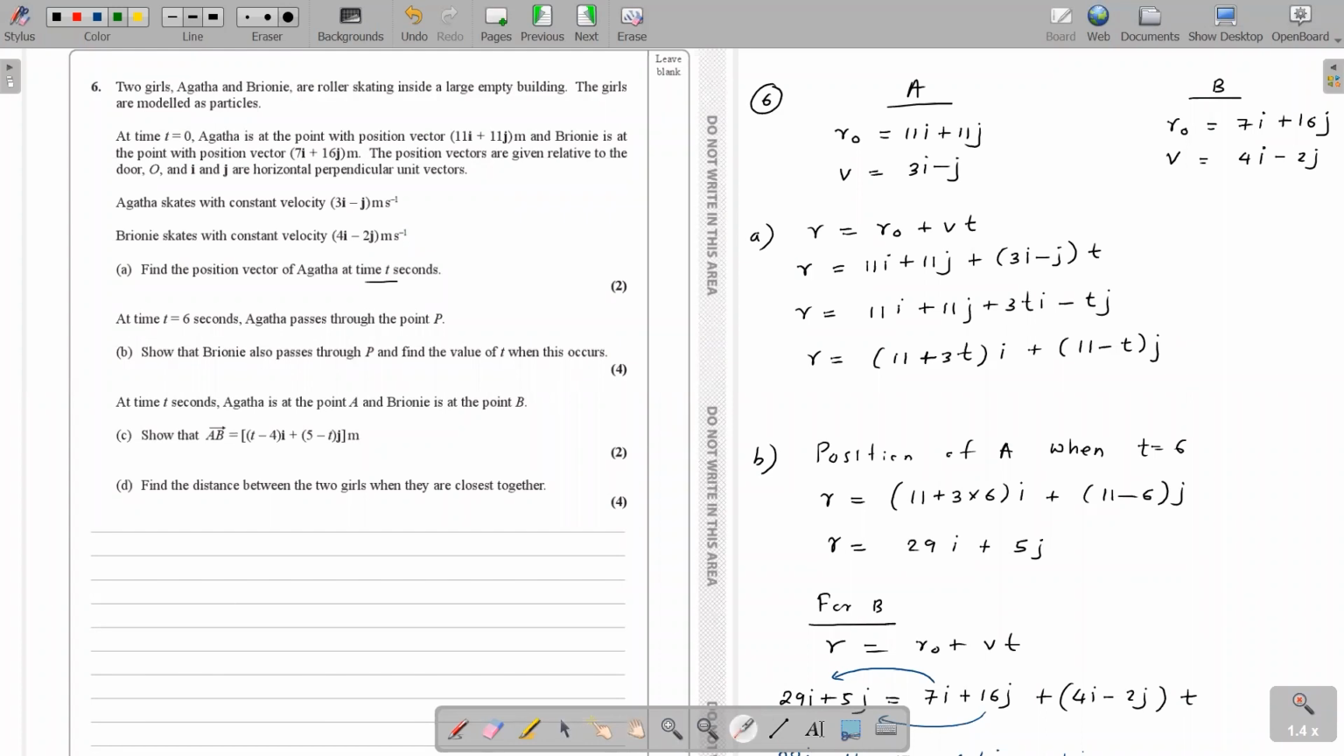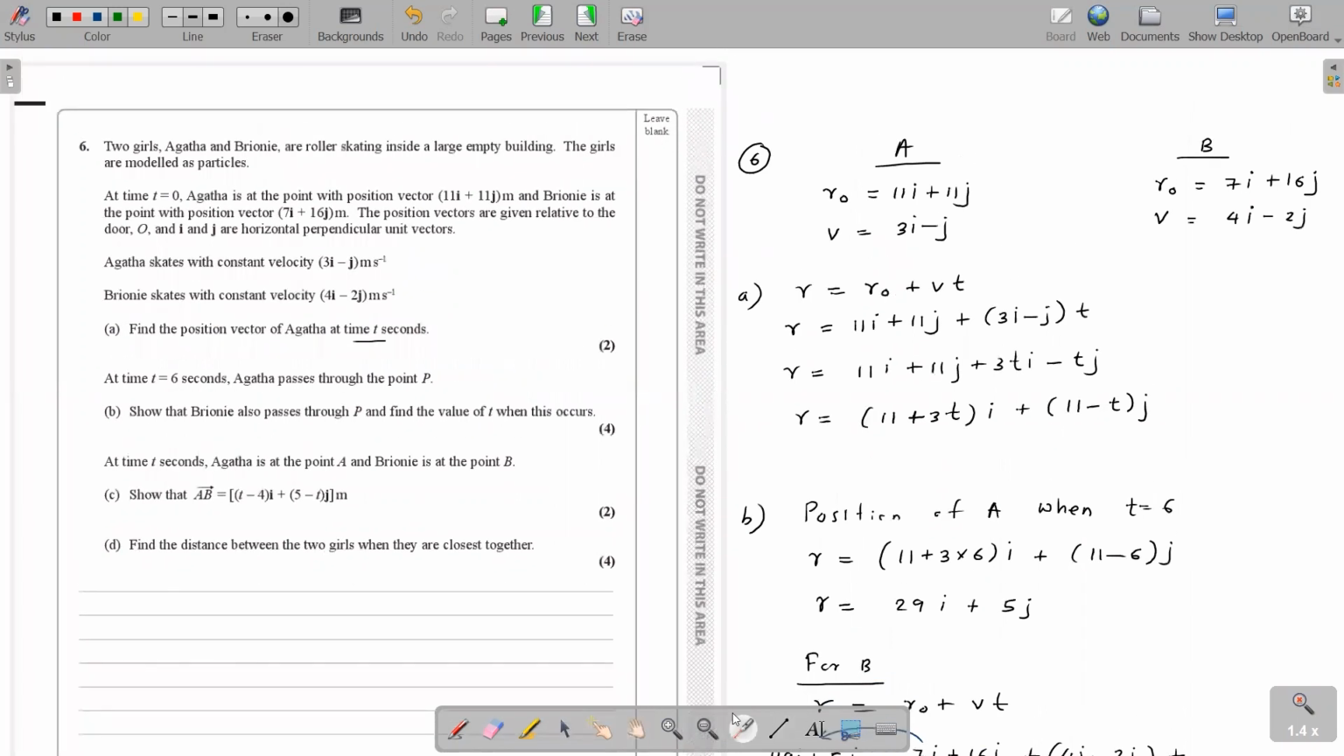Next, we'll move on to part C. They say at time t seconds, A is at the point A and B is at the point B. Show that the AB vector is equal to this. Okay, how do we get the AB vector? Now you do realize you found the position vector of A at time t seconds, right?